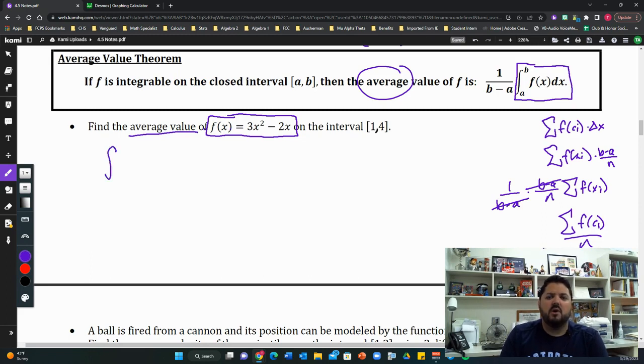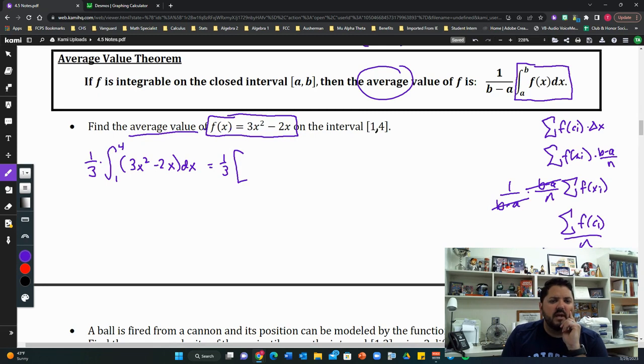So if I set up my 1 over b minus a, my interval is going from 1 to 4. So 1 over b minus a would produce 1/3. So I'm going to take 1/3 multiplied by the integral from 1 to 4 of 3x squared minus 2x dx. That 1/3 is just going to hang out in front for right now.